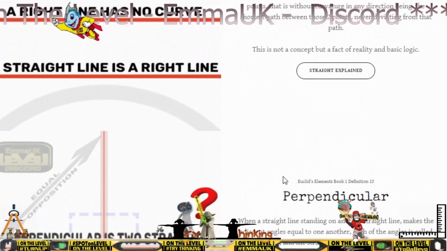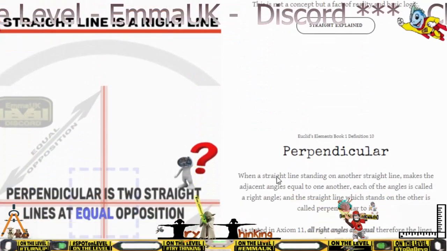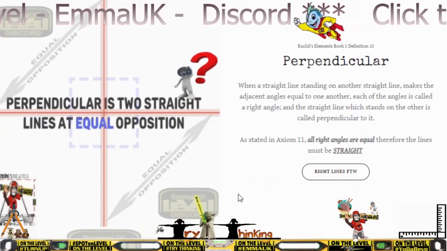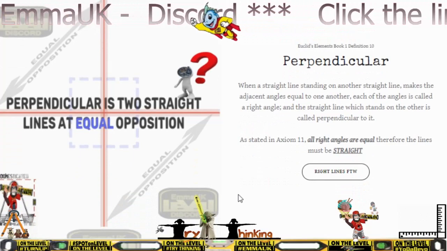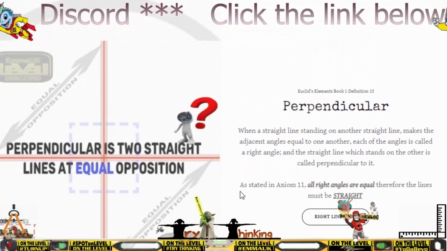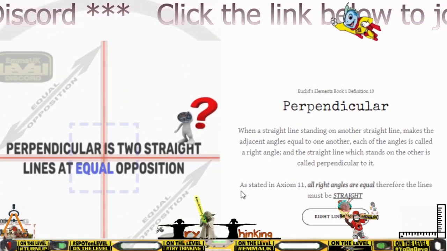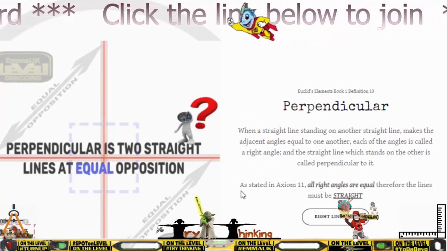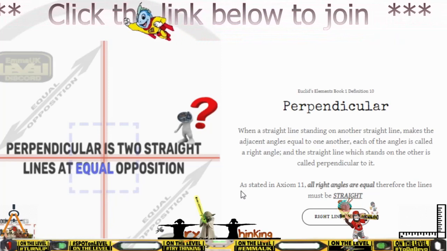Now we're on to perpendicular. Okay. Right. Which number is this? Obviously, this is number 2. All right. Okay. Perpendicular, because we've done a straight line. Now we progress one step. This is an axiomatic right line geometry system.